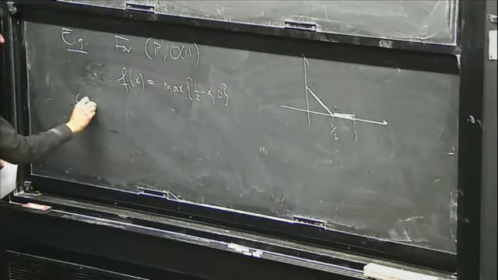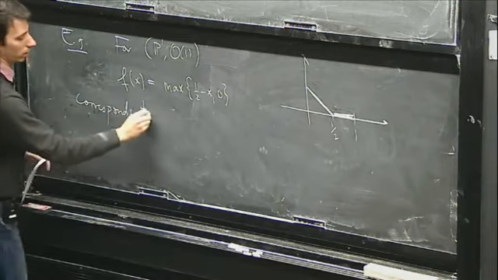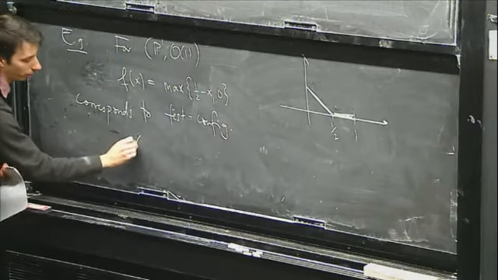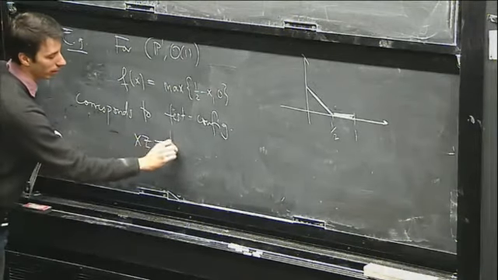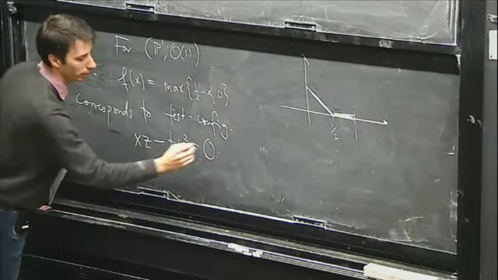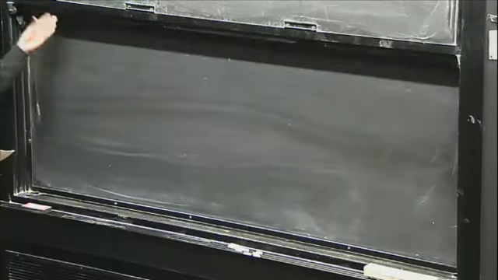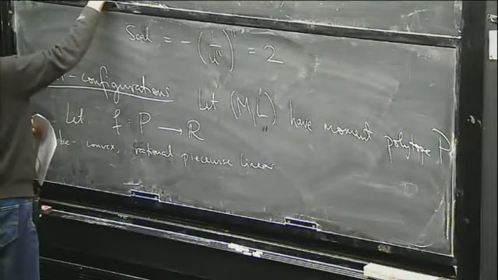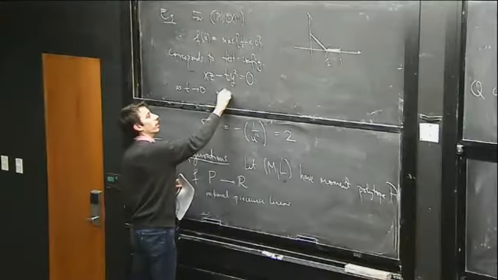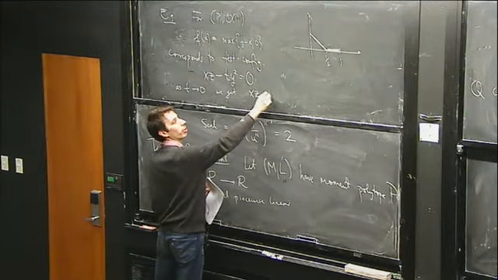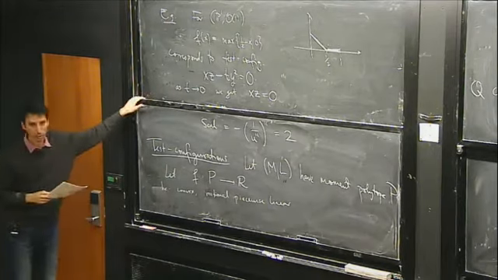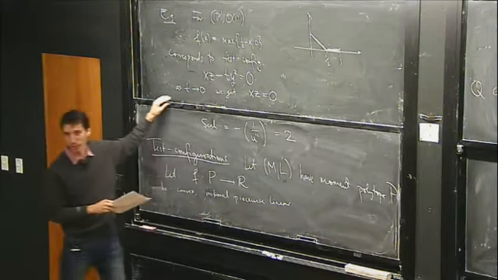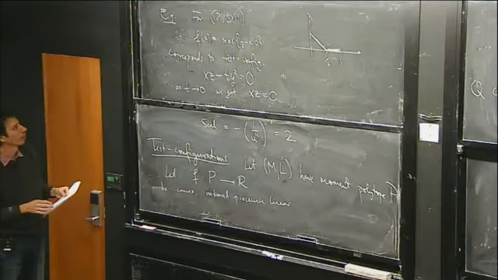And then through this correspondence, you can see that f corresponds to the test configuration, which is just given by this family, xz minus t y squared equals 0, where t is the parameter in C, and then as t goes to 0, the central fiber is this reducible union of two lines, and that just corresponds to these two linear pieces of the function f.